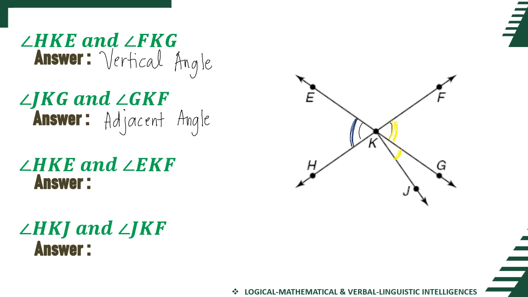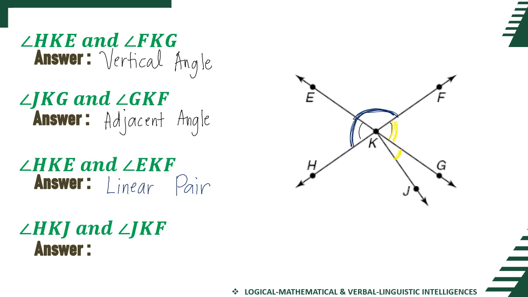Alright? Next, we have HKE, so this one, and EKF, this one. In this scenario, we can see that we do have half a circle rotation indicated by the straight line HF. So that means HKE and EKF, this pair will be considered a linear pair. Okay, they are adjacent and at the same time supplementary.